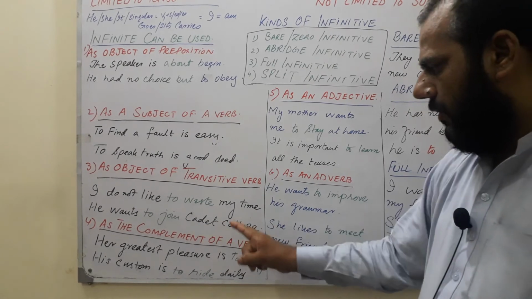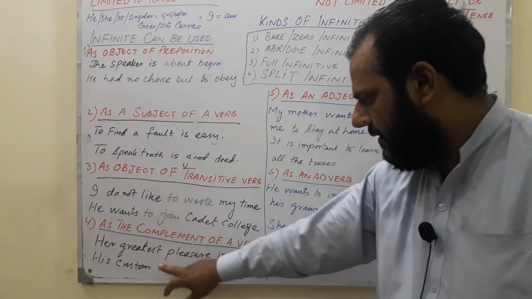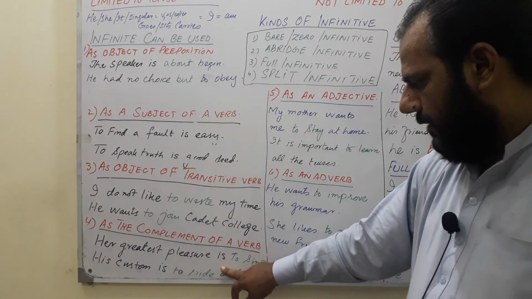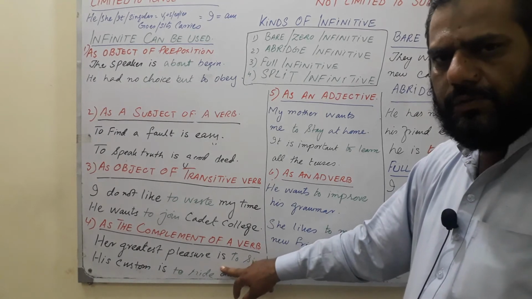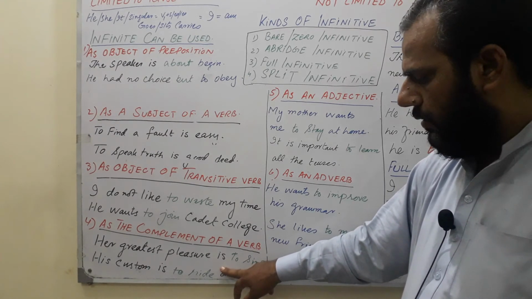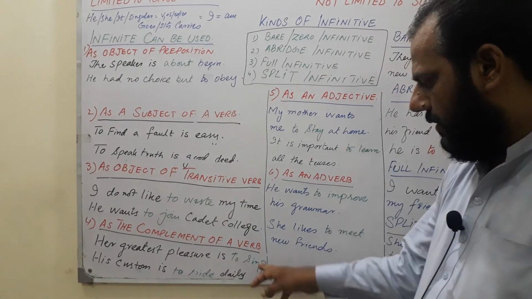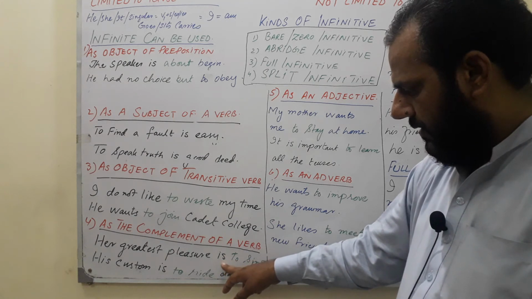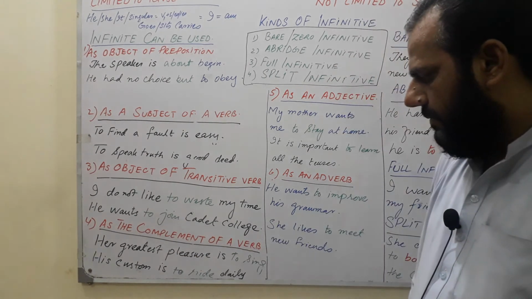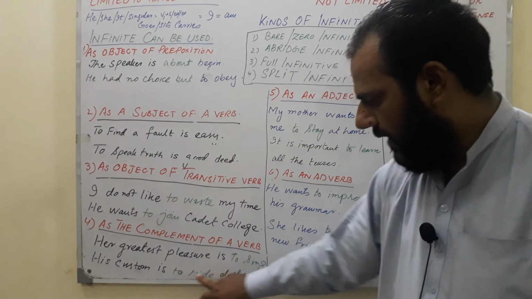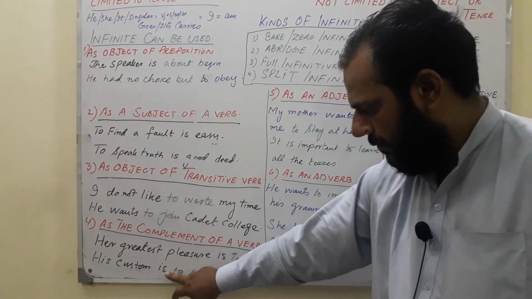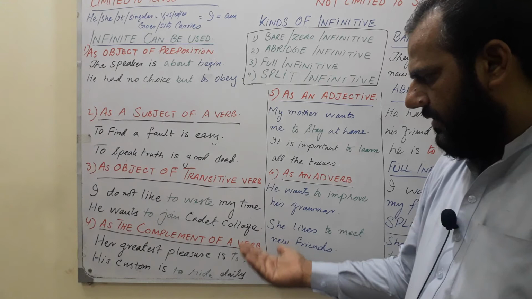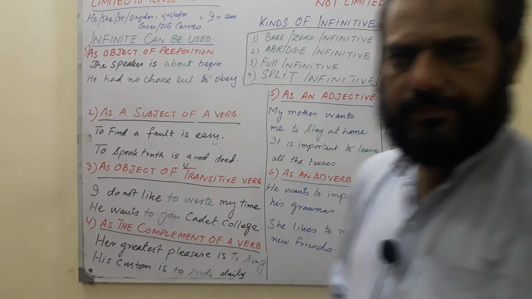Fourth, as the complement of a verb. Her greatest pleasure is to sing. "Is" is actually a be verb; you can use was, were, is, am, are. So her greatest pleasure is to sing. "To sing" is an infinitive. It tells us about the be verb. Second, his custom is to write daily. "To write" is an infinitive, and behind it there is a be verb. This is how we can understand the concept of the complement of a verb.